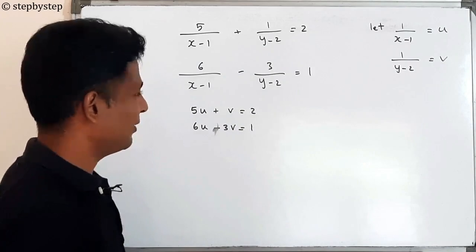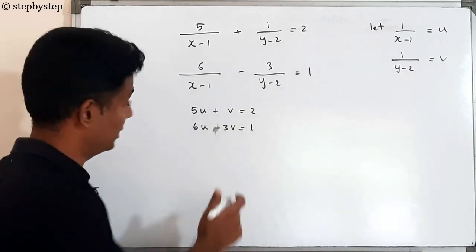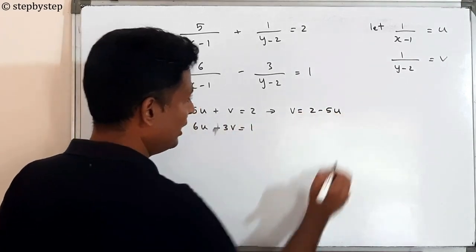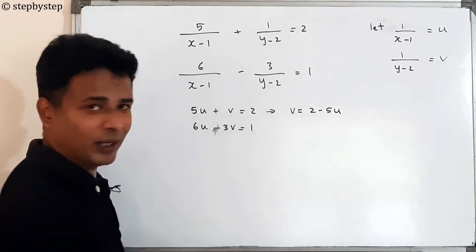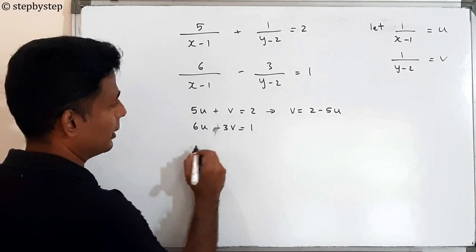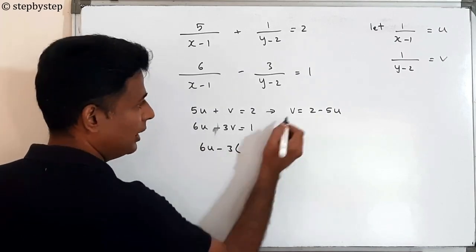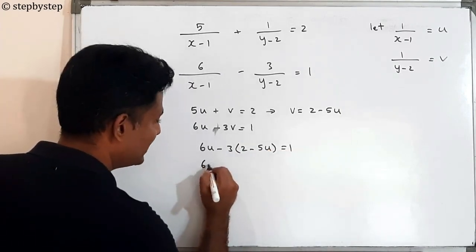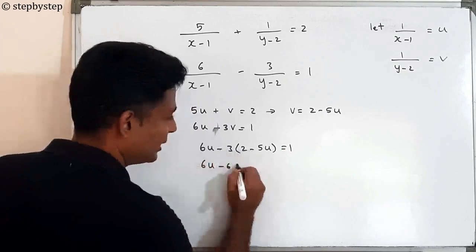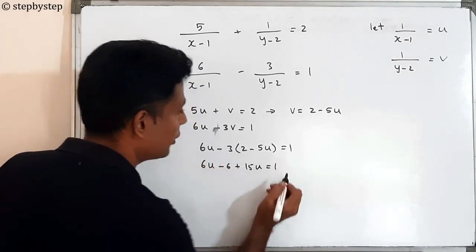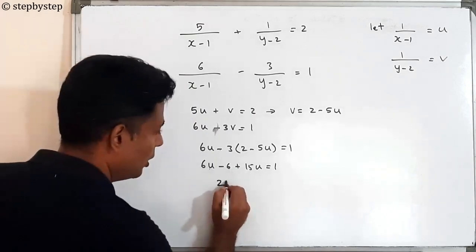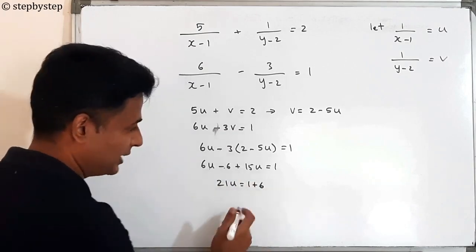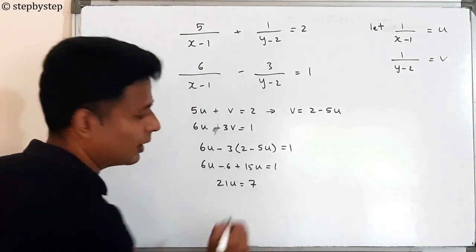Now, I have used elimination method a lot, so I'll use substitution for this. Now from this equation, what I'll get is v equal to 2 minus 5u. I transpose this, so I get v equal to 2 minus 5u. I substitute that here. So I'll get 6u minus 3 into v, which is 2 minus 5u, equal to 1. So what do I get? 6u minus 6 minus into minus plus 15u equal to 1. Now 6u plus 15u, 21u equal to minus 6 will become plus 6. So I get 1 plus 6. So I get 21u equal to 7.